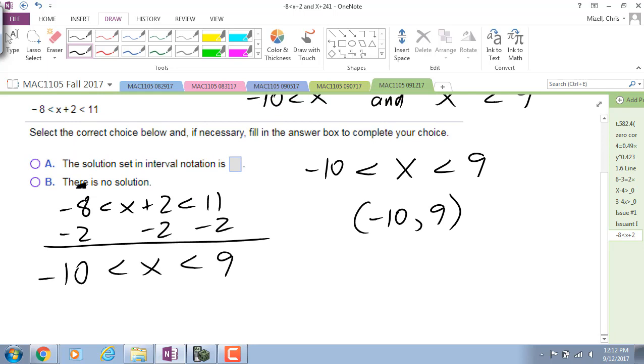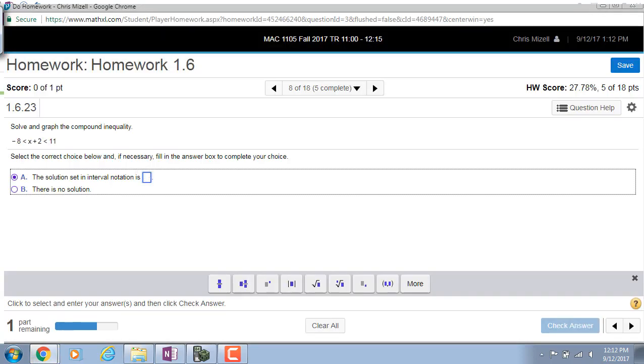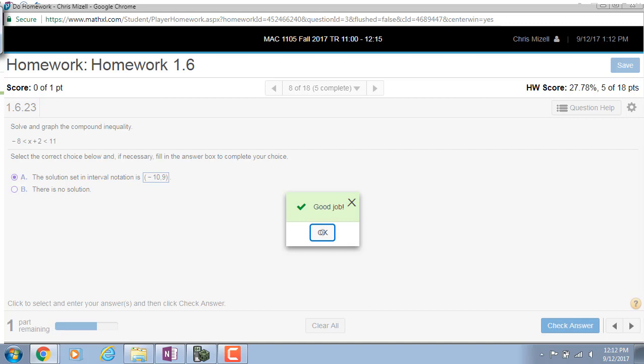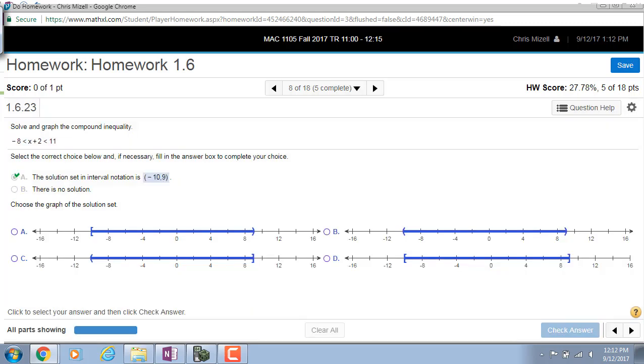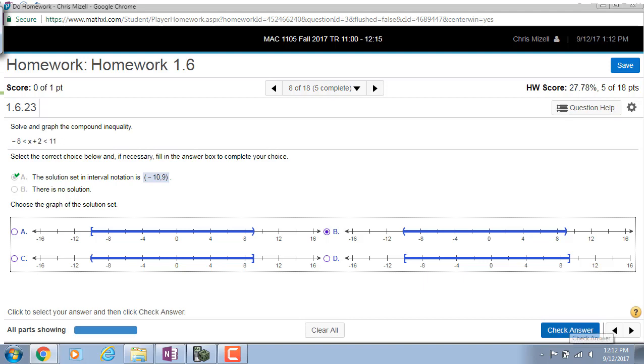So if x plus 2 is between negative 8 and 11, x itself would have to be between negative 10 and positive 9. Let's make sure it likes it. And the graph, make sure it has parentheses on both sides. There we go.